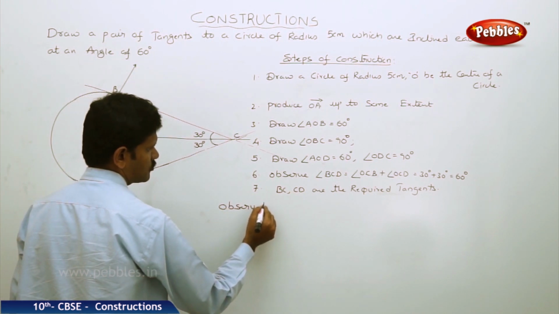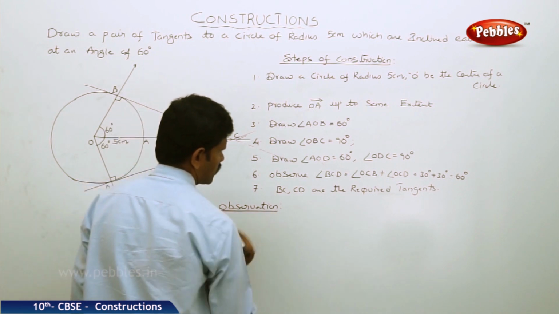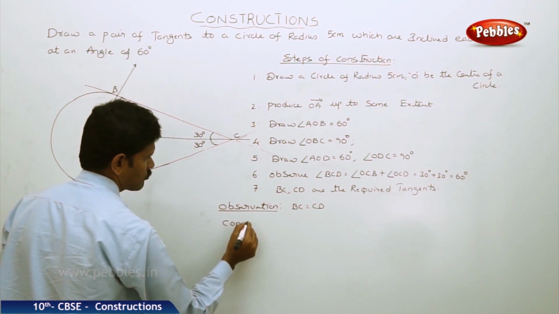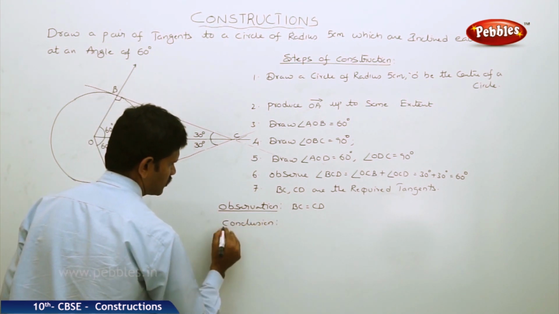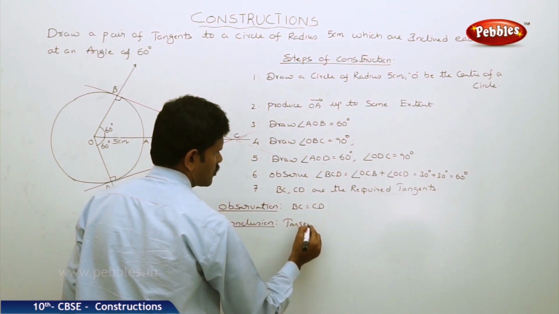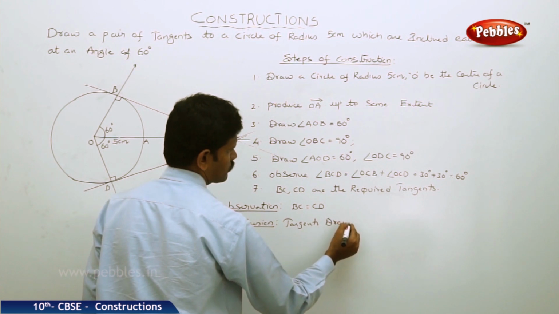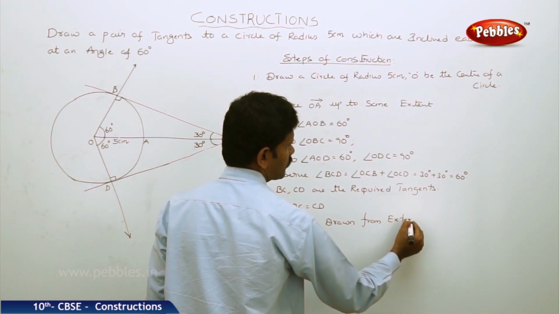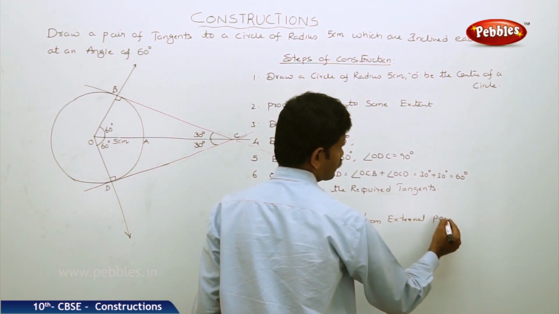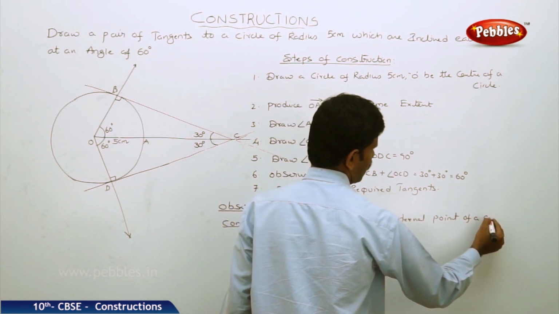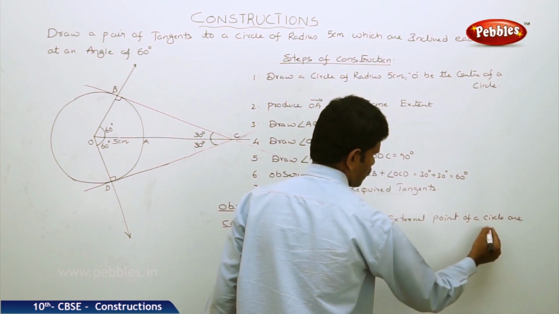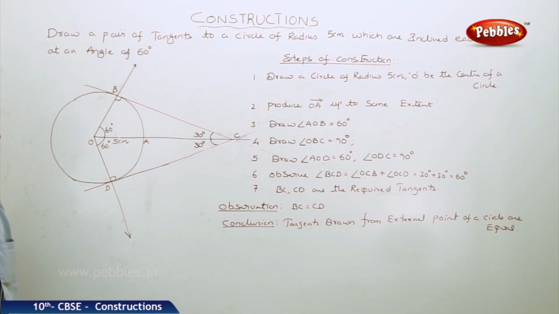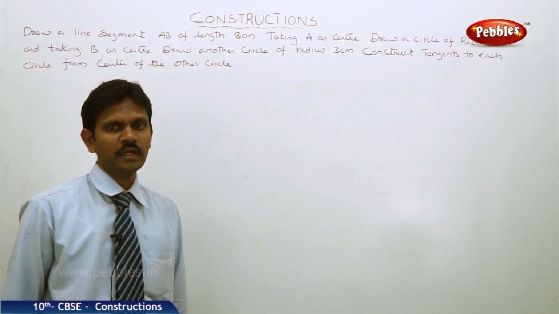Observation: BC is equal to CD. Conclusion: tangents drawn from an external point of a circle are equal. Let us see the next construction.